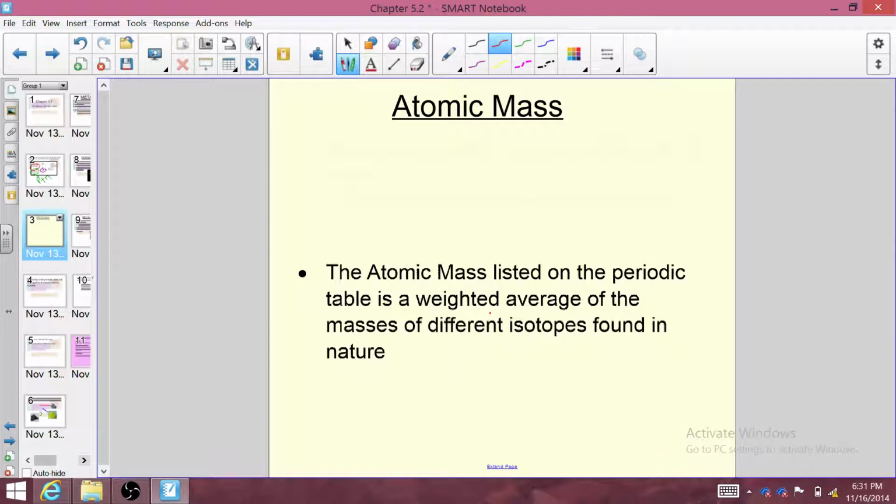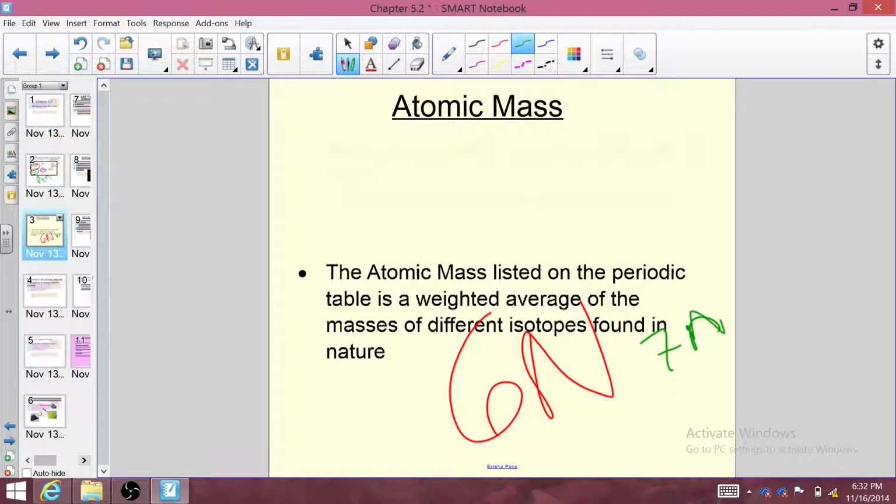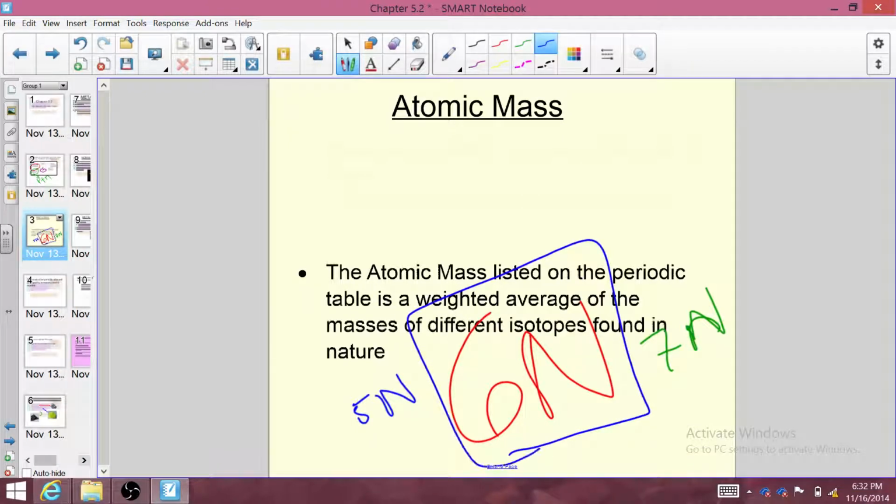So if we have the one with 6 neutrons, and that is the most common, and then less common we have one with 7 neutrons, and then even less common we have one with 5 neutrons. What scientists do is they add these masses together. So this one would be 6 plus 6 is 12. This one is 6 plus 7 is 13. And this one is 6 plus 5, which is 11. They add those together and take an average, but they make sure that this one counts more than the others because it is more common of an isotope.